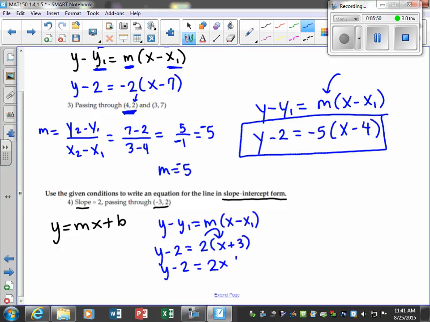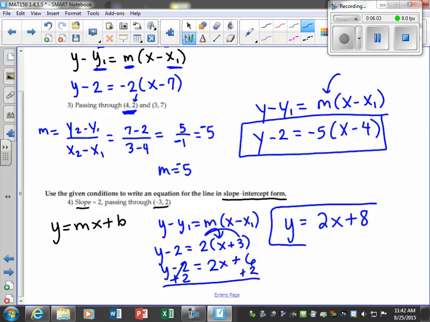Distribute, and then solving for y, add 2 to both sides. We conclude that y equals 2x plus 8 is slope intercept form.